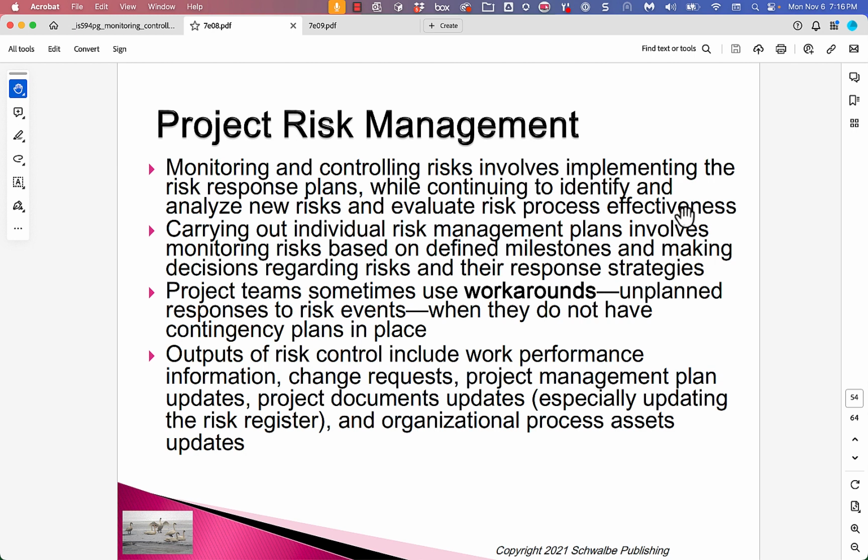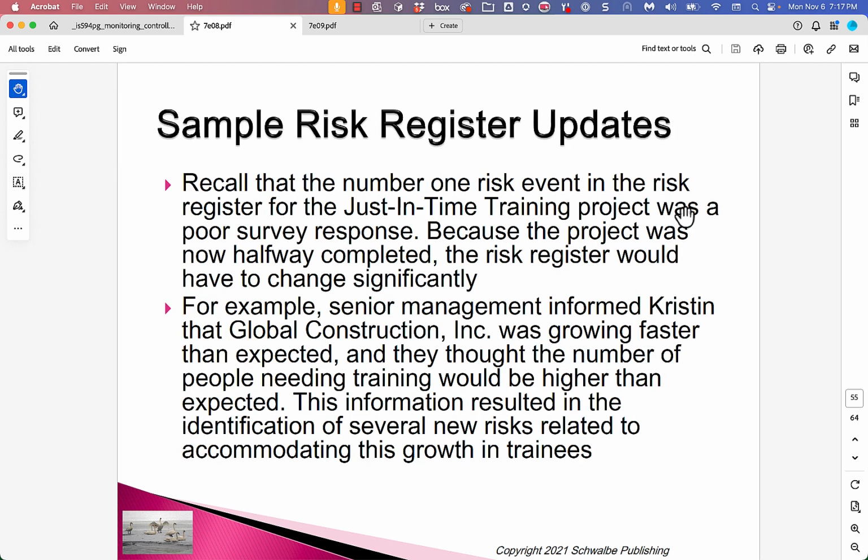Project teams sometimes use workarounds, unplanned responses to risk events, when they don't have contingency plans in place. Outputs of risk control include work performance information, change requests, project management plan updates, and project document updates. Sample risk register updates. Okay, so these are things that they did on the sample project in the textbook. I'll leave those for you to read.